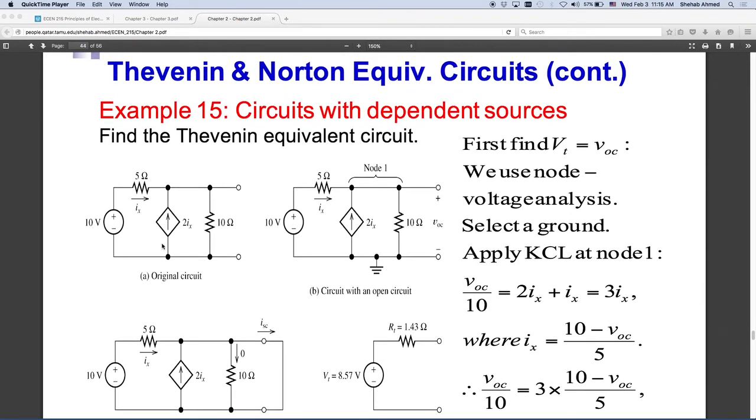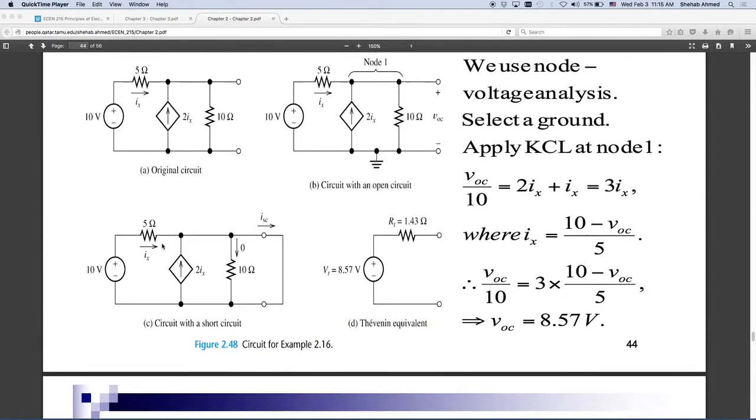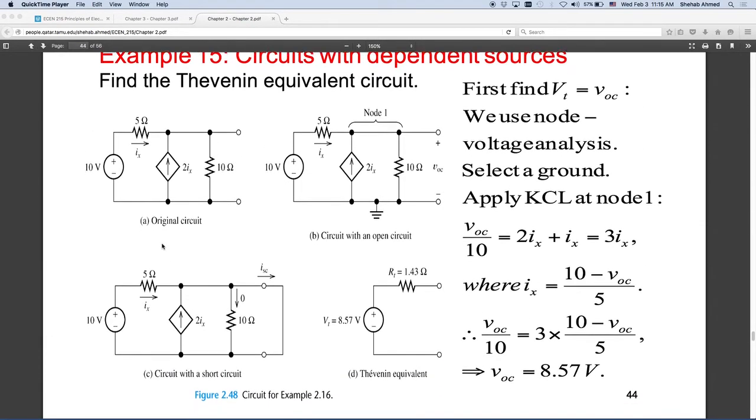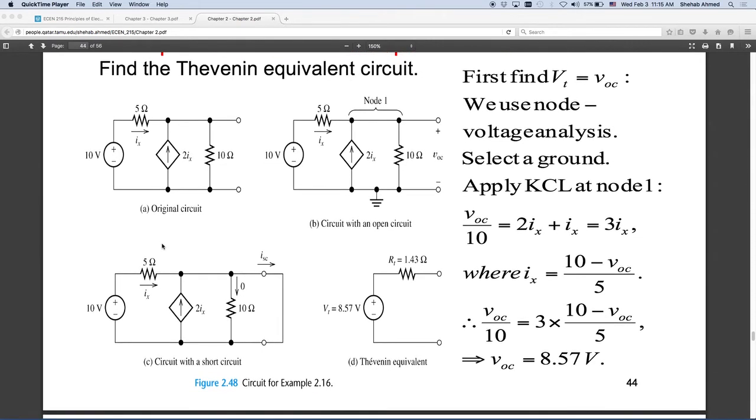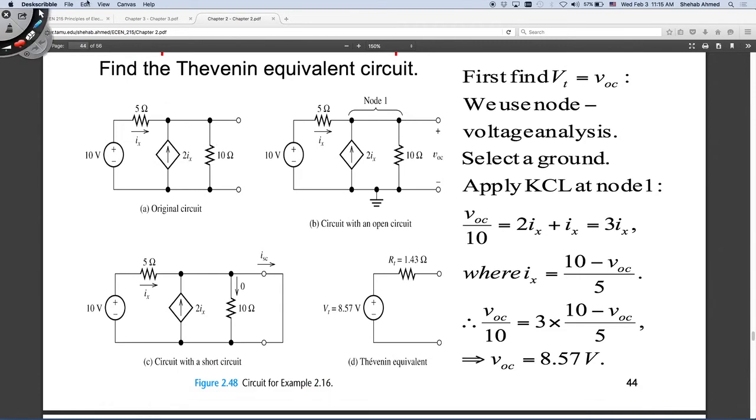This is still Thevenin, sorry. I thought we were talking about a different representation, but this is still another example of a Thevenin equivalent circuit. Norton will come. So let's go through this example as well quickly.